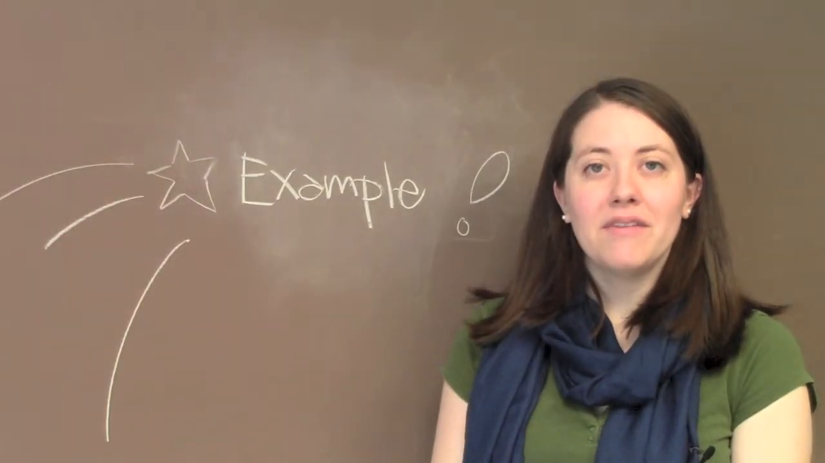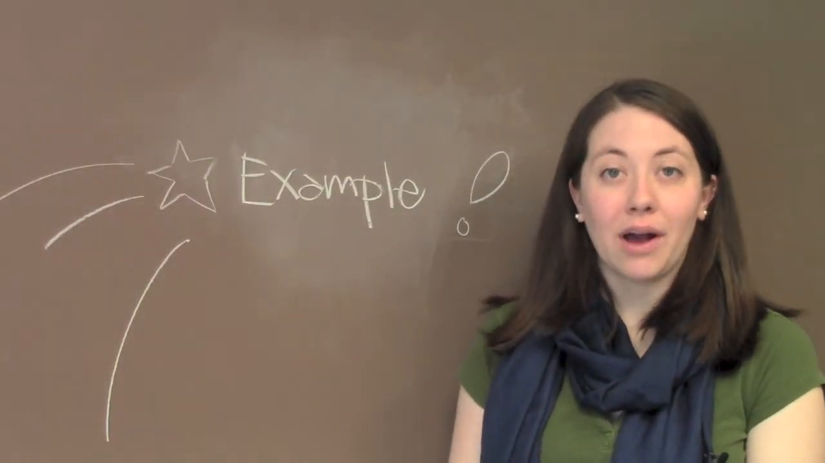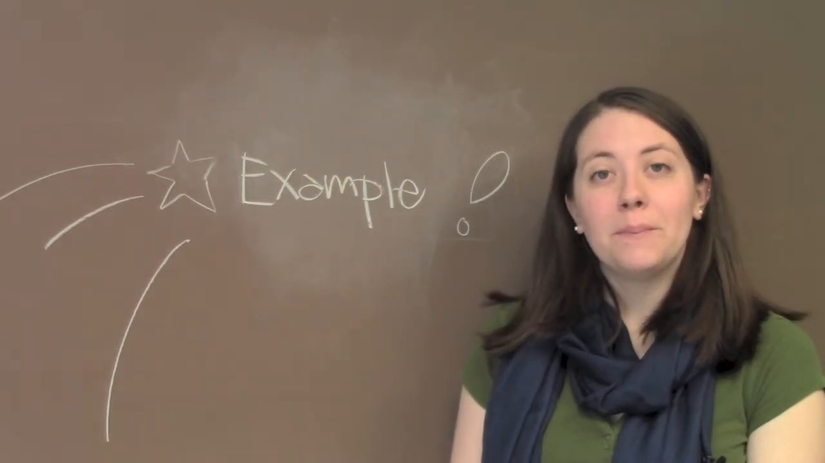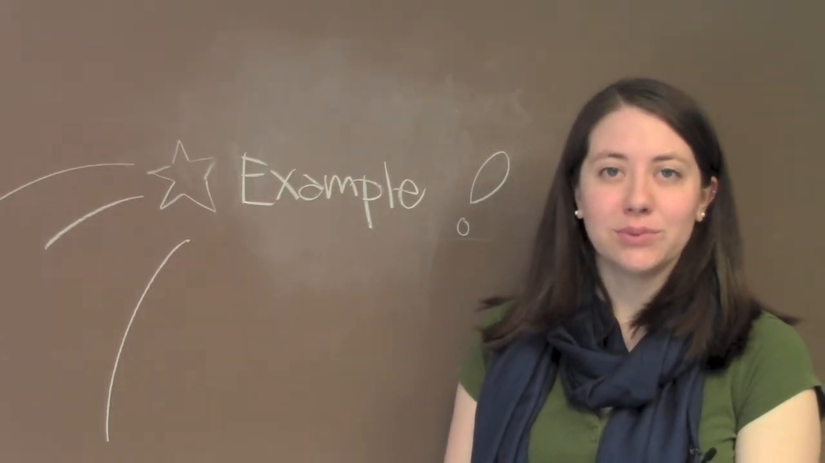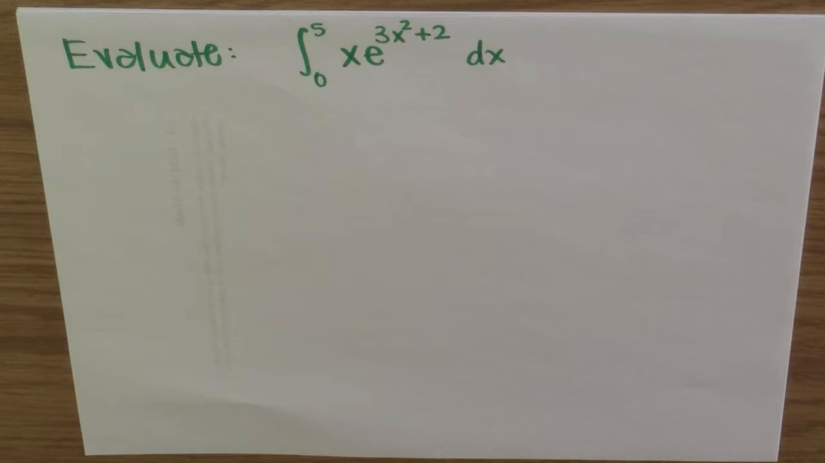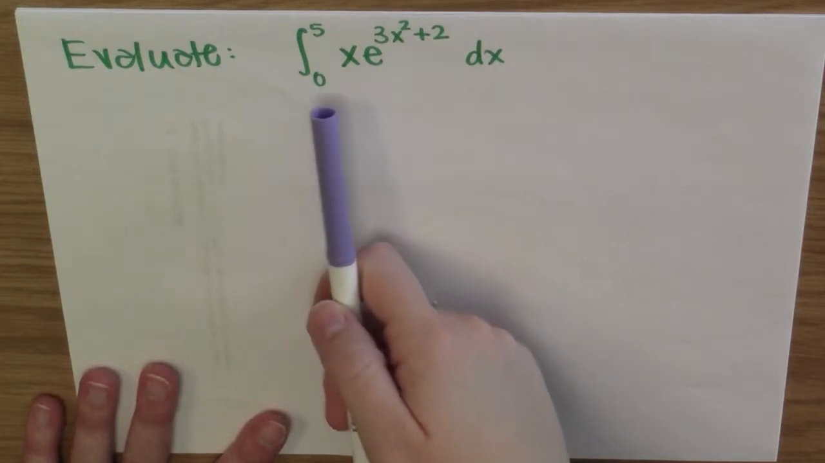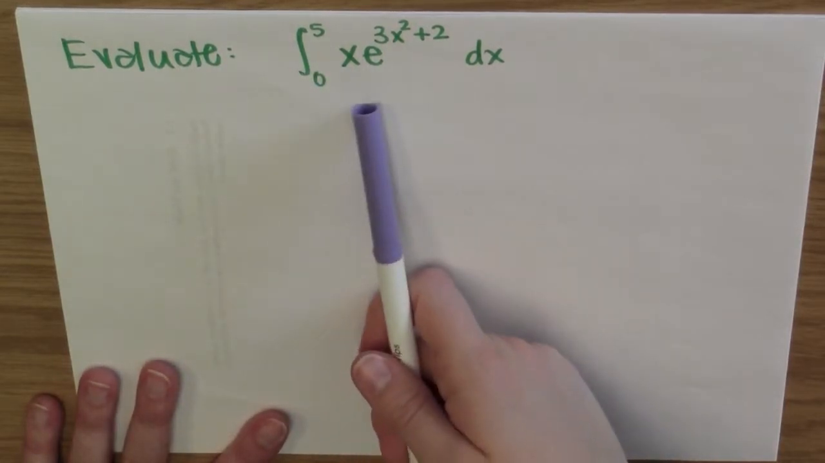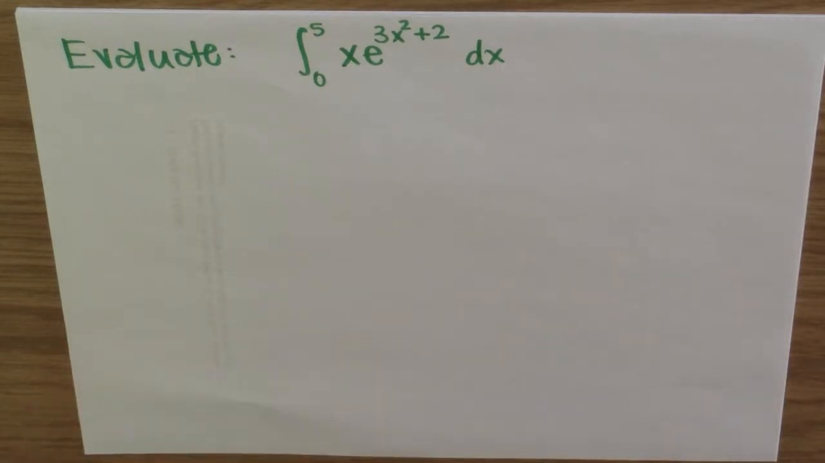Let's do an example of evaluating an integral with a more complicated function. You can find a bunch more practice exercises like this one on Mooculus. So the more complicated integral that we want to evaluate is the integral from 0 to 5. So our lower limit is 0, our upper limit is 5. The function that we're working through is x times e to the x squared plus 2. And then we have dx.